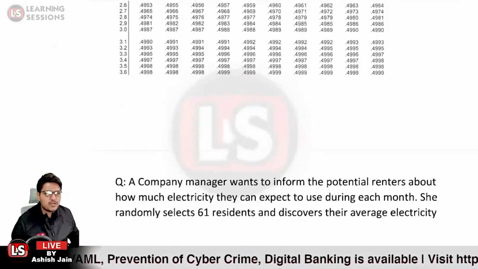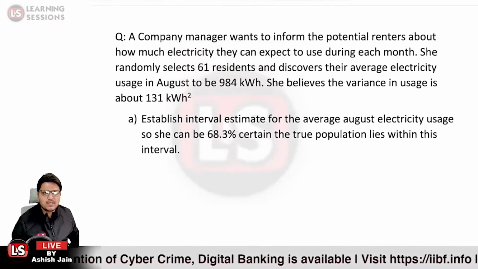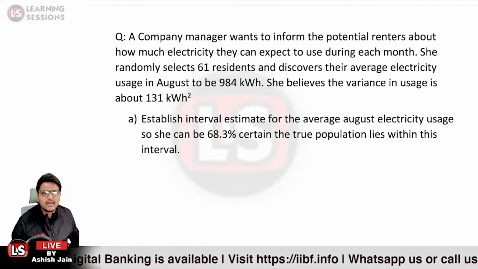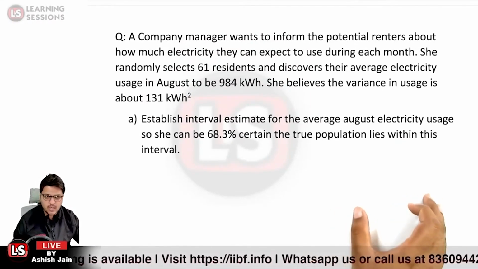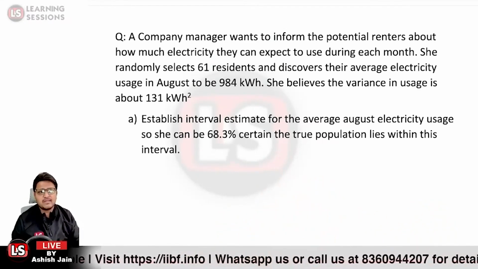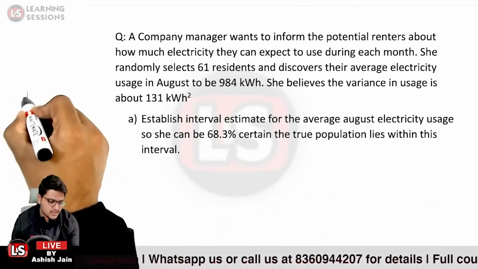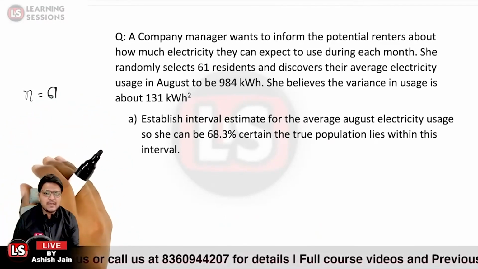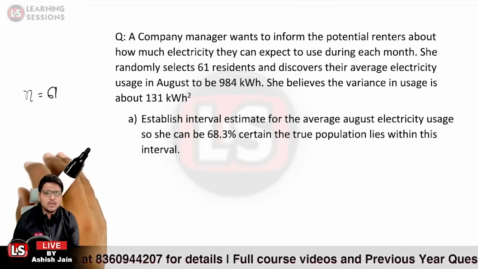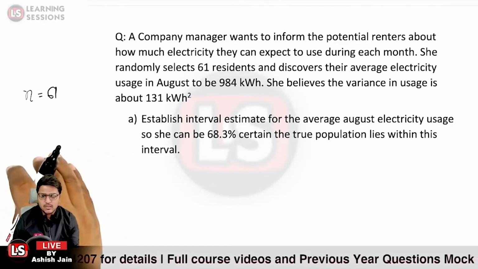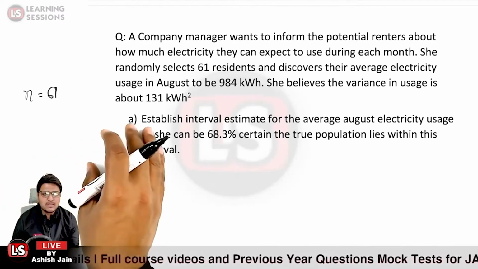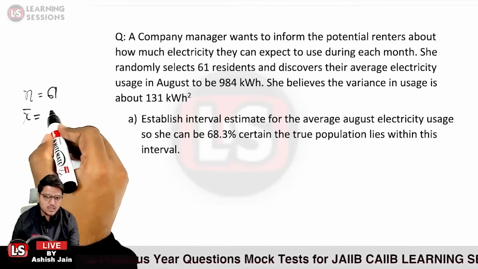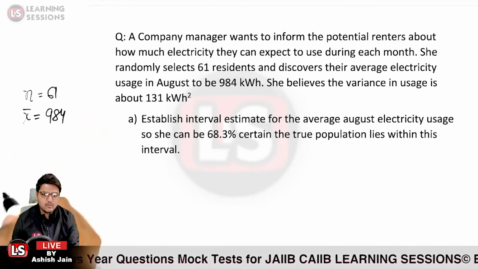Further, let's move to the next question. It says, a company manager wants to inform potential renters about how much electricity they can expect to use during each month. She randomly selects 61 residents. It means n is equal to 61 over here. And she discovers their average electricity usage in August to be 984 kilowatt hours. So what is the average electricity used? That is x bar, which is given to be 984.